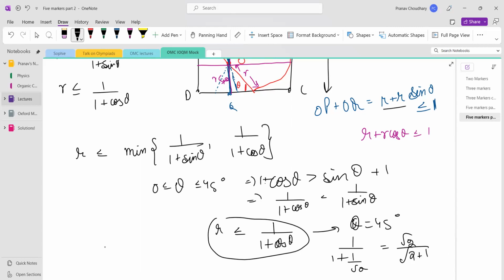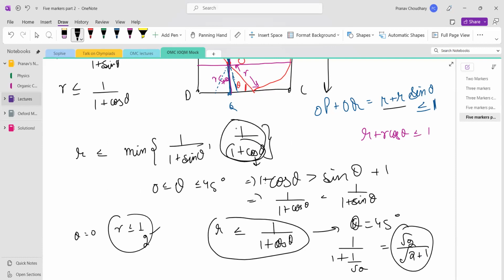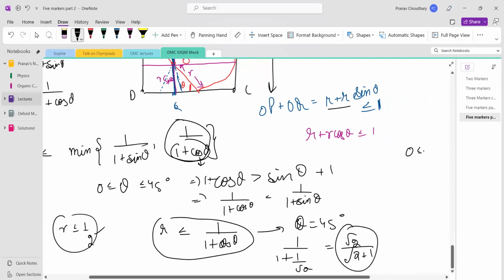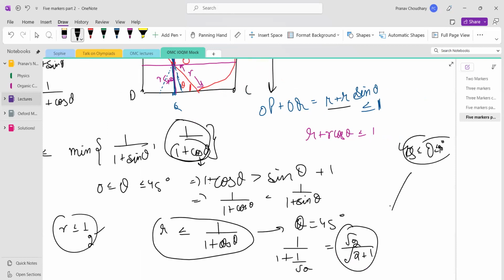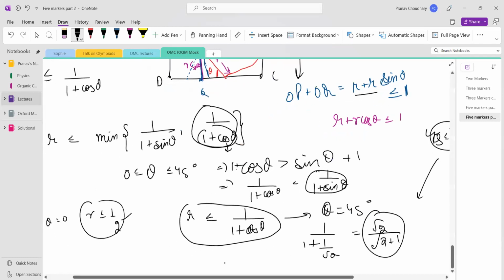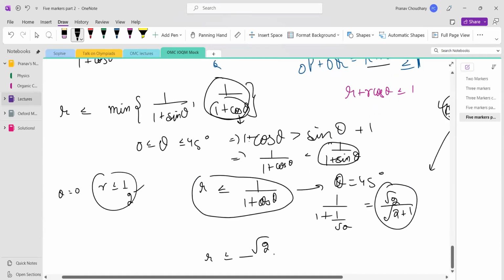This is the maximum because you can check that at theta equals 0, R is less than or equal to 1 by 2, but this value is clearly larger than that. Also, you can see cos theta is decreasing, which means this whole term is increasing. So this was for theta in 0 to 45. And you can check for theta in the range 45 to 90. You'll still get the same maximum value. In that case, this will be the minimum, and the maximum of this thing will be at 45 only. Okay, so we get that R is less than or equal to root 2 over root 2 plus 1.